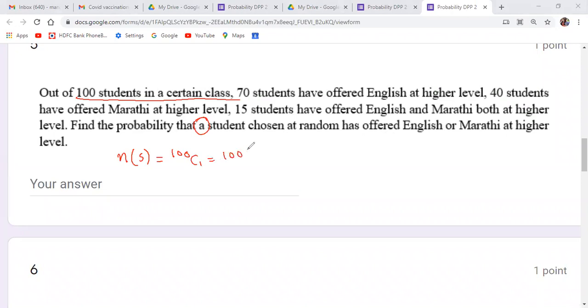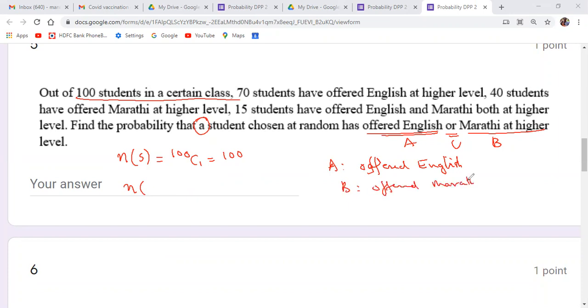Now go to the last sentence. Find the probability that a student chosen at random offered English or Marathi. Here it is the probability of A union B. A stands for offered English, that is 70. B is offered Marathi, that is 40.